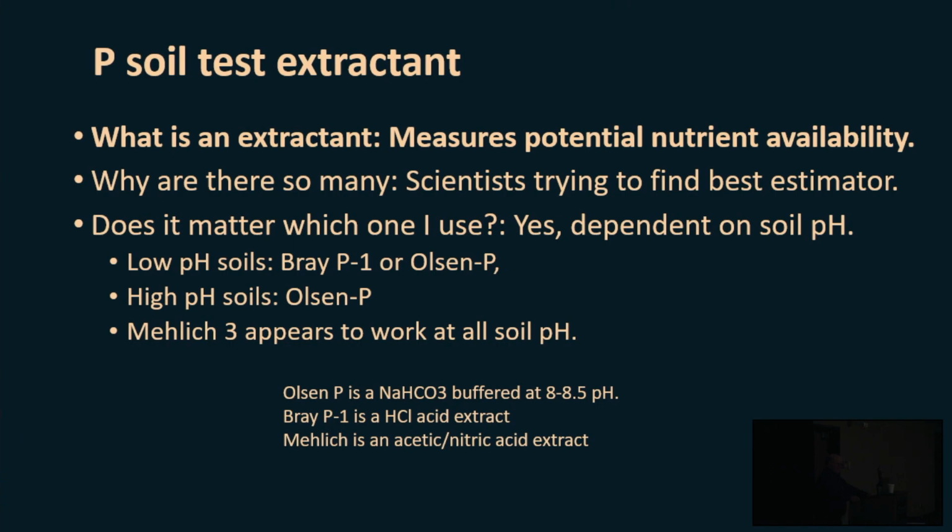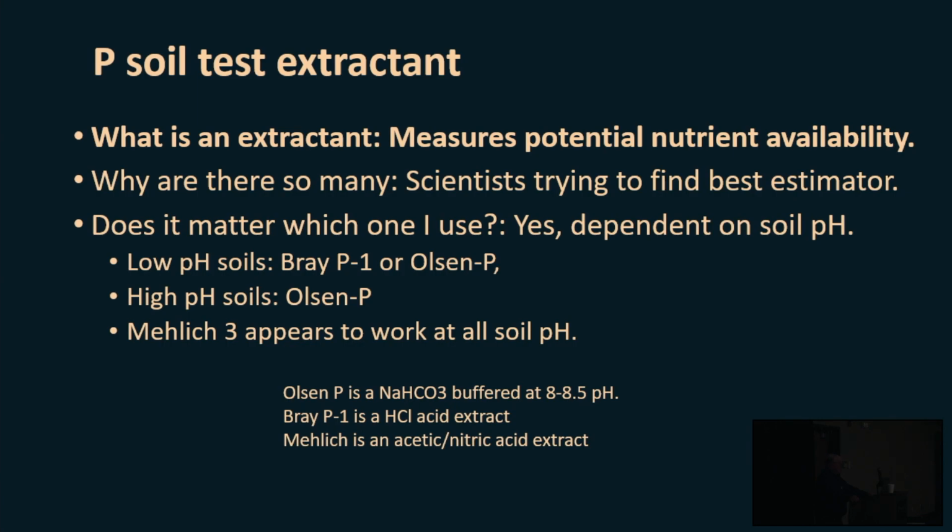Again, I explained scientists have been just searching for the best estimator, and it's dependent upon soil pH. So when soil pHs are below 7.3, 7.4, Bray and Olsen work great. Above that, Olsen is the best, and Malic 3 appears to do a decent job across all those. And at the bottom of this slide, I just put what those basic parts of that extract were. So it's a sodium bicarbonate is the Olsen extract, which is buffered at a higher pH.